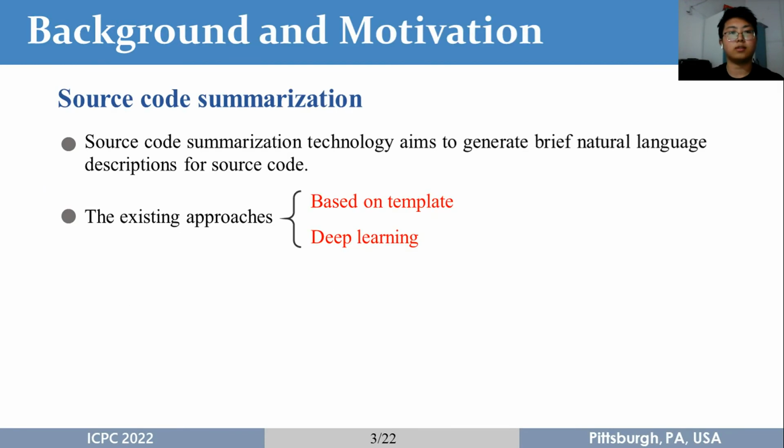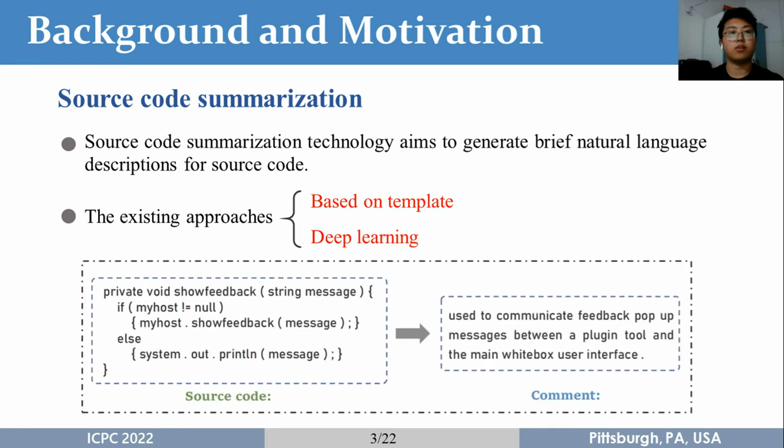Source code summarization technology aims to generate brief natural language descriptions for source code. The existing code summarization approaches can be divided into early template-based approaches and deep learning approaches. Based on the strong learning ability of the latter, we use this approach for research in this paper. You can further understand it by the given example.